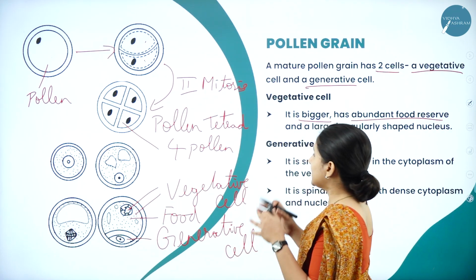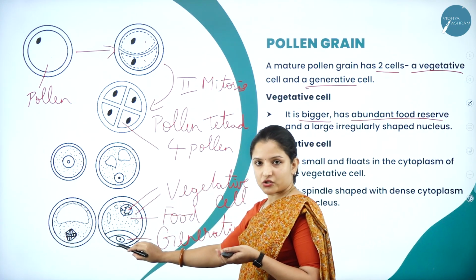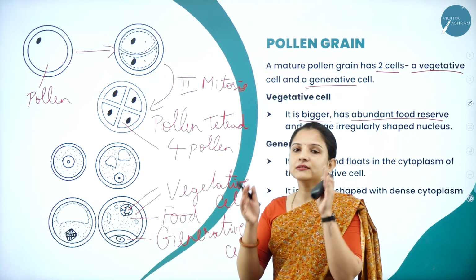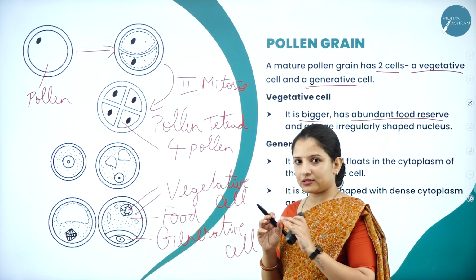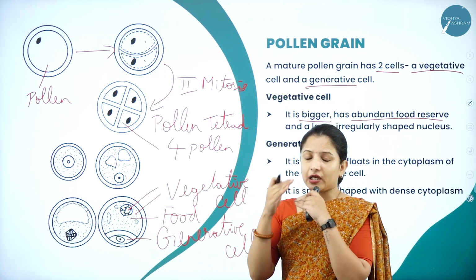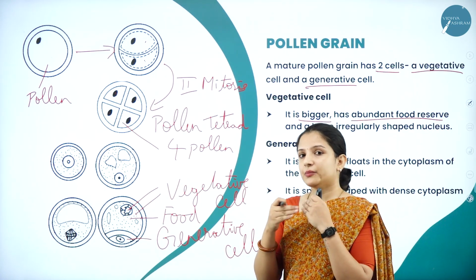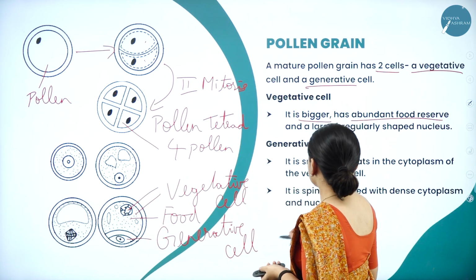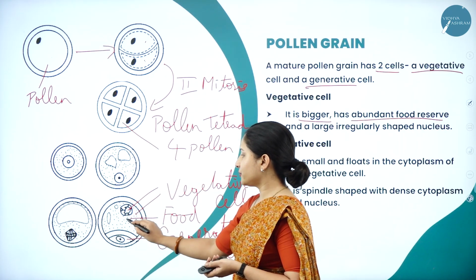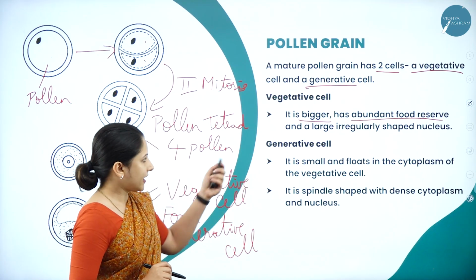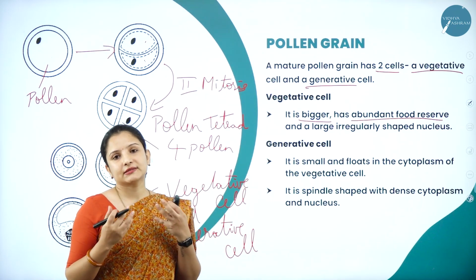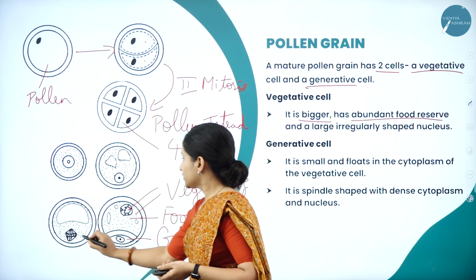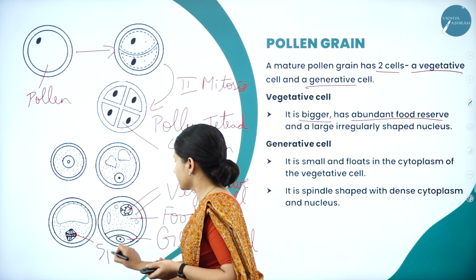So the vegetative cell is bigger when you compare it with the generative cell. It has a dense cytoplasm, and in the cytoplasm a lot of food materials are present. Why is food material present? Because it has to nourish the generative cell or the male gametes. And when you see the generative cell, it is small and it floats in the cytoplasm of the vegetative cell, and it is spindle shaped. Can you see here? It is spindle shaped.